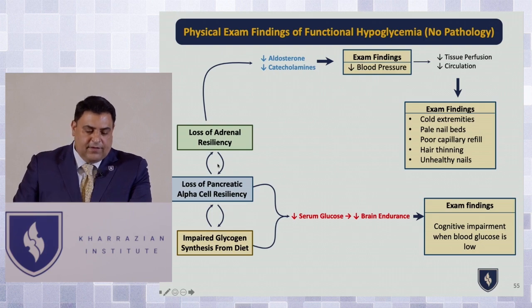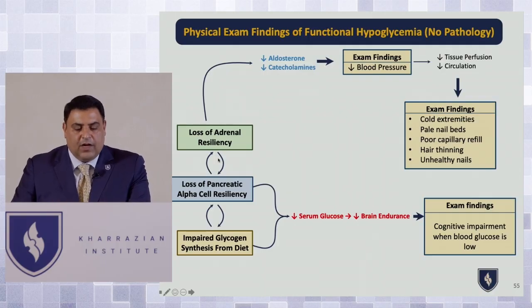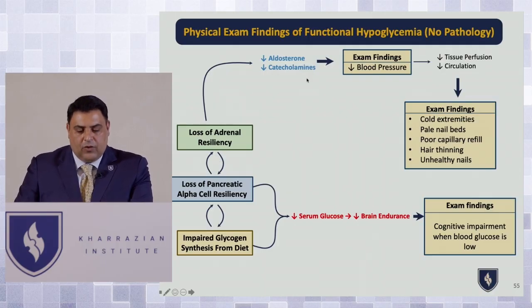And then these chronic blood sugar shifts help cause some loss of adrenal resiliency. It's not a disease, but just some physiological issues. The aldosterone and catecholamine levels are compromised. They're not as efficient. Typically, you'll see low blood pressure with the hypoglycemic patients. And since their blood pressure is low, they can't get healthy circulation and tissue perfusion. So they'll have cold extremities, pale nail beds, poor capillary refill time, hair thinning, unhealthy nails.